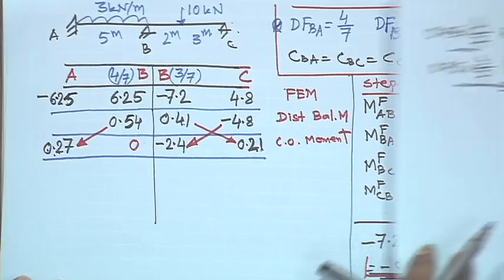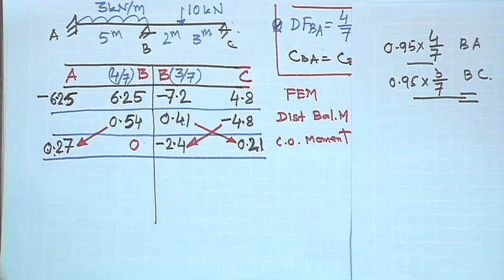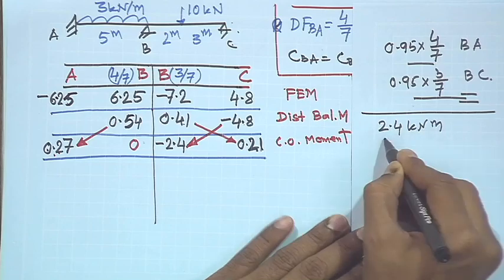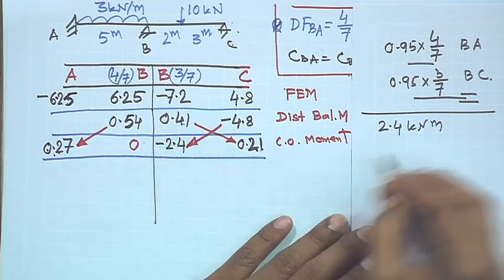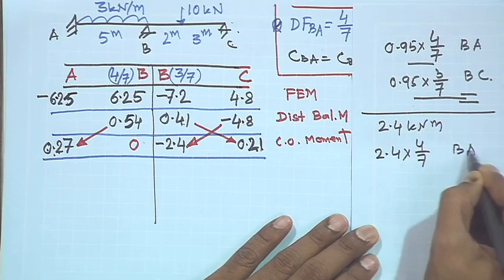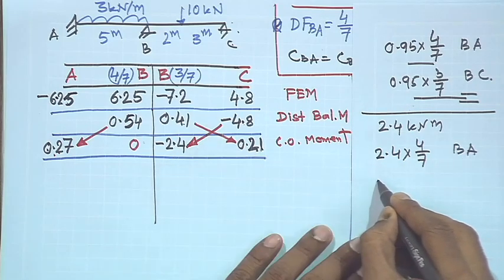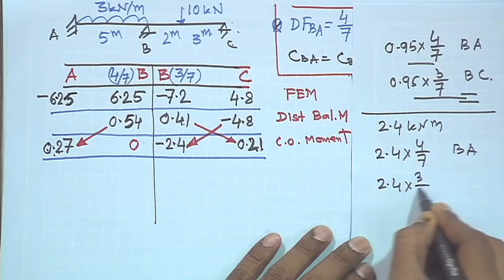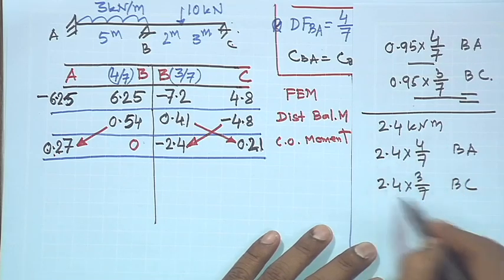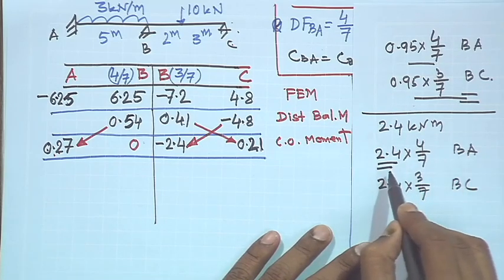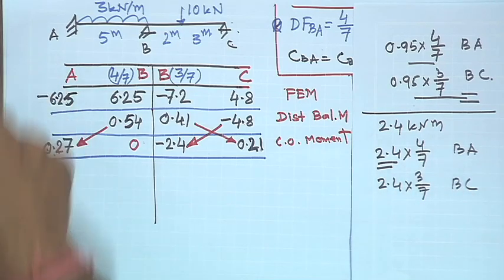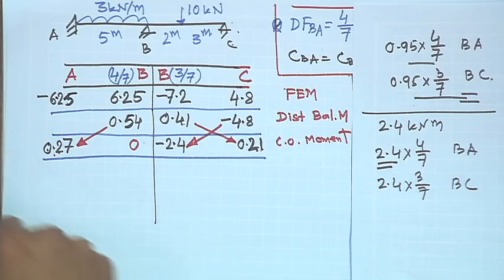So, we need to apply a clockwise moment of 2.4 kilonewton meter. How much will go to BA? BA will get 2.4 into 4 by 7, and how much will go to BC? This 2.4 into 3 by 7 goes to BC. So, this will be the distributed balancing moment. 2.4 is the total balancing moment at B, and these values are the distributed balancing moments in BA and BC.